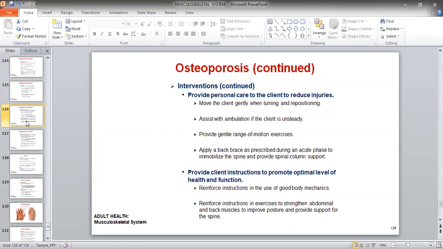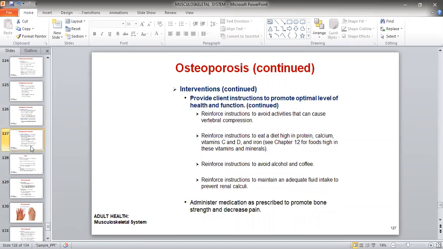What next? What are the other interventions for your patient? Provide personal care, right? Move the client gently, assist with ambulation, provide range of motion exercises, apply the back brace, and provide client instruction to promote an optimal level of health and function. Also, encourage the use of good body alignment, right? It's so important, not only for the patient, but also for you, for us.